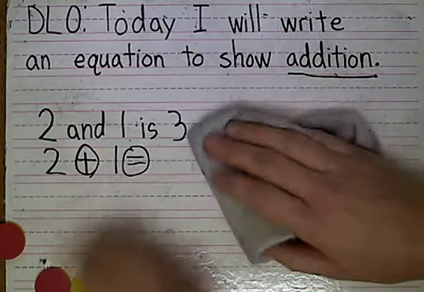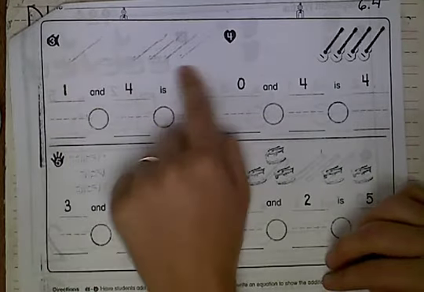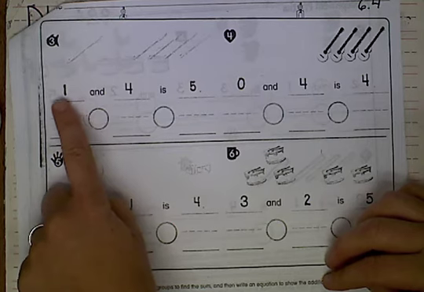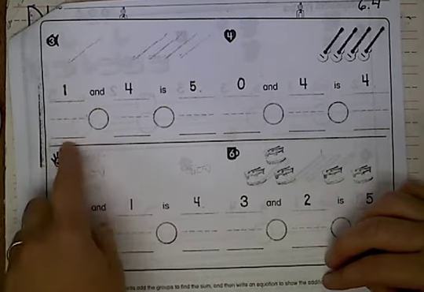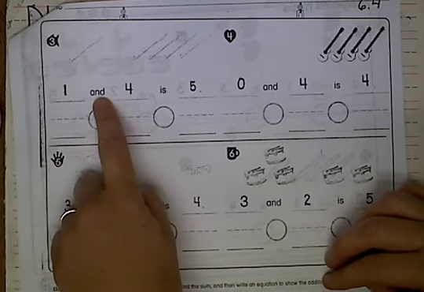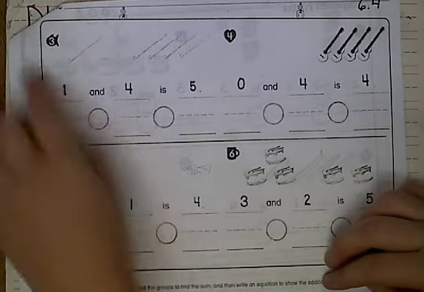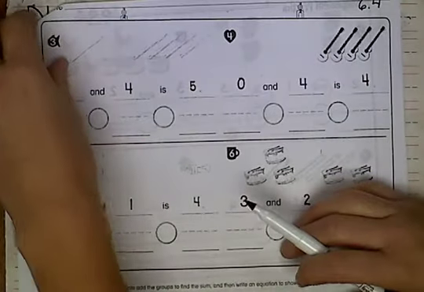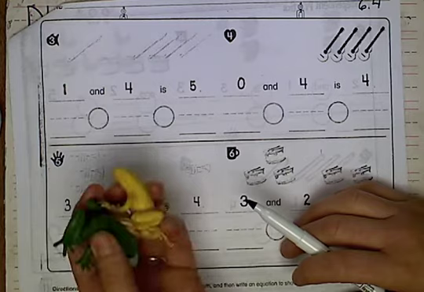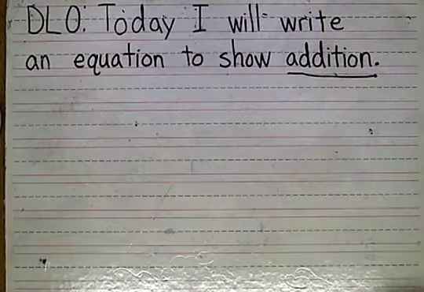Let me erase. In your work pages today, you'll have your objects to count. We have the numbers here for you. 1 and 4 is 5. You will copy it down below, but instead of writing the word and in the bubble, or is in the bubble, you will be writing our new signs, our plus sign and our equal sign. So let's do a couple examples with our manipulatives, and then we'll do a few in our work pages today.